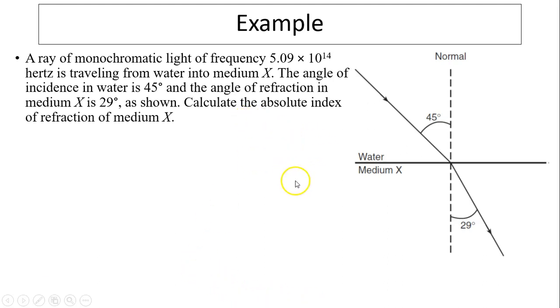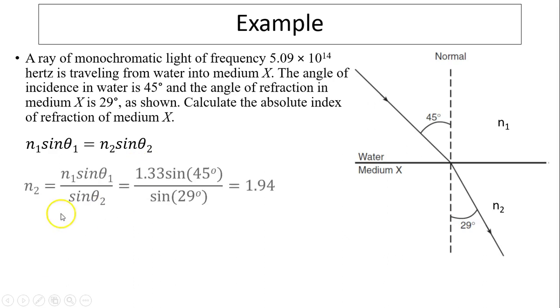So this is a Snell's law problem. You write down n1 and n2. n1 is the medium of the angle of incidence, and n2 is the refraction medium. So n1 sine theta 1 equals n2 sine theta 2. In this case, n1 is water, theta 1 is 45 degrees, theta 2 is 29 degrees. We have to find n2. So n2 is n1 sine theta 1 divided by sine theta 2. After you plug everything in, you get 1.94. That is n2, the absolute index of refraction of medium X.